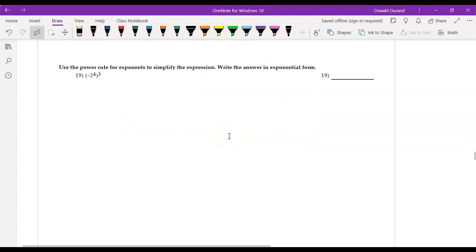All right. The next rule is called the power rule, right? So the power rule goes as follows. You have a to the power of m being raised, an exponent raised to a certain power, n. And in this case, you are going to multiply the exponents. So it's going to be a to the power of m times n.